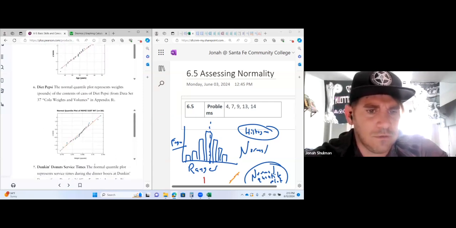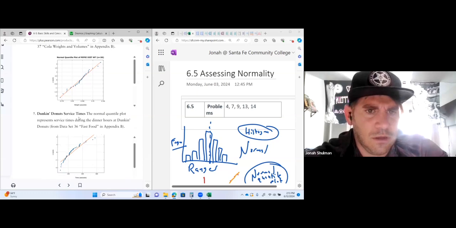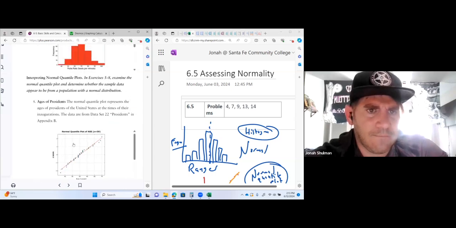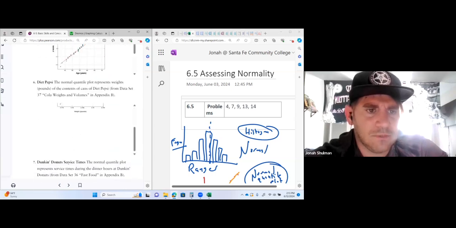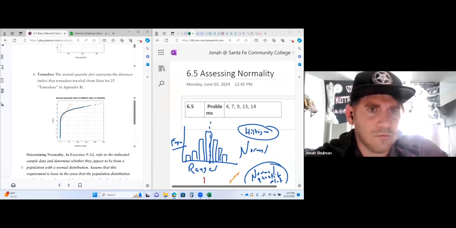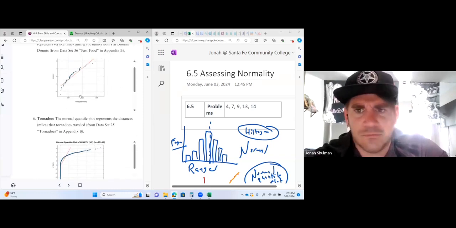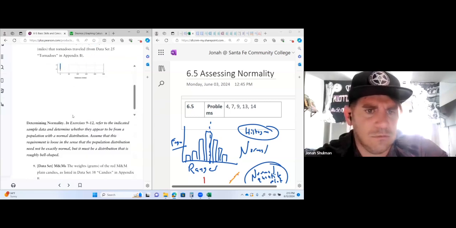All right, here's 7. The normal quantile plot represents service times during the dinner hours of Dunkin' Donuts. The Dunkin' Donuts one is not normal. This one does not fall along the line. It is not normal.